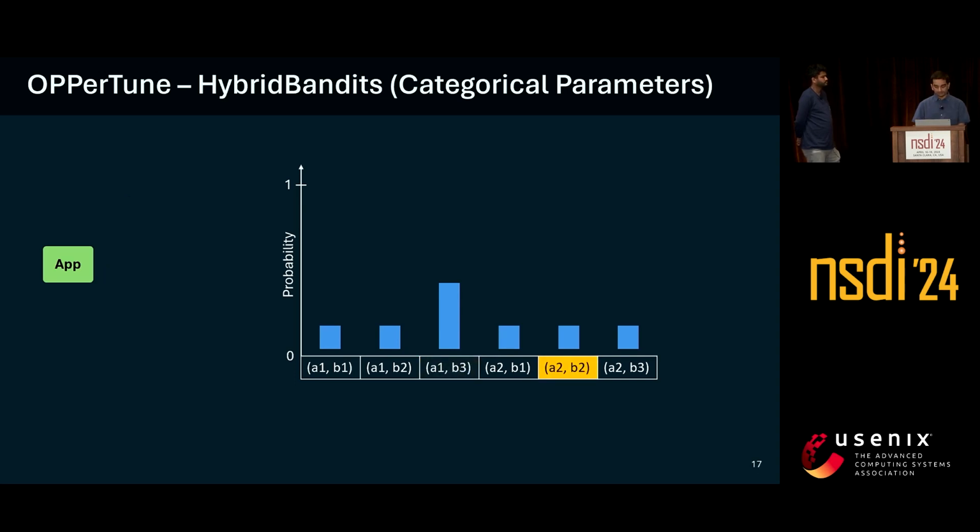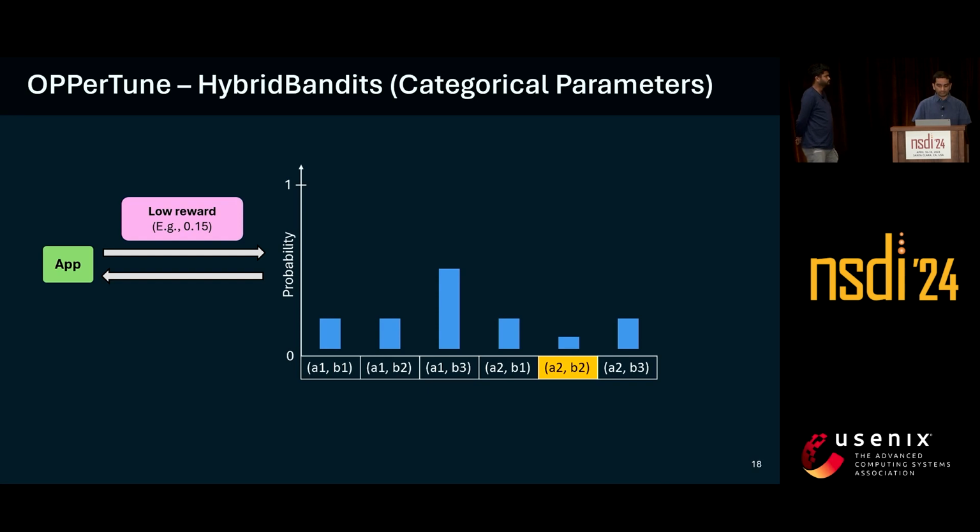Let's say in the next iteration, some other combination A2, B2 is chosen. Again, the app uses these values, but this time sends back a low reward, since this configuration was possibly bad. The algorithm decreases the probability of this combination getting selected in the future, and this process repeats. Note that the algorithm has been somewhat simplified to provide intuition. For complete details, we encourage you to look at the paper.